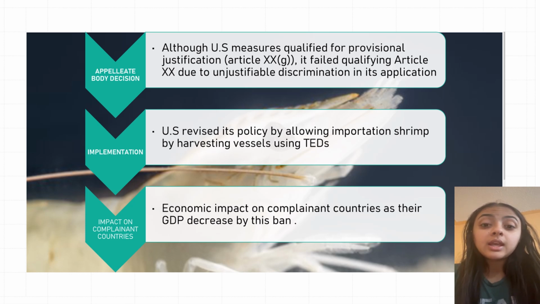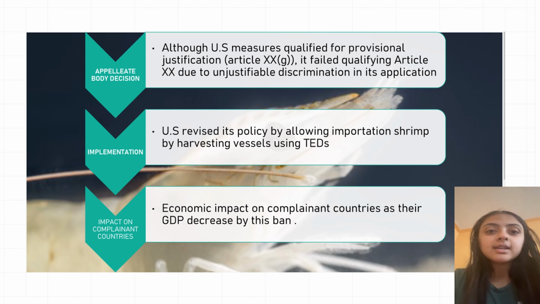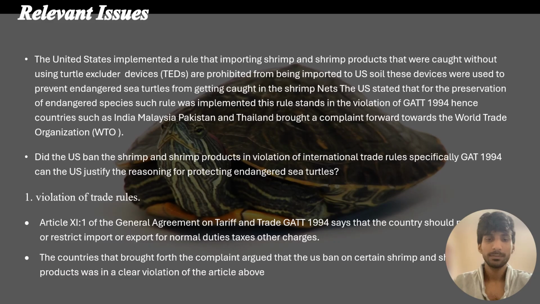So they revised their policy by allowing shrimp importation through harvesting vessels using turtle-excluder devices. As an impact, the complainant countries suffered economic loss, as their GDP decreased due to this ban.